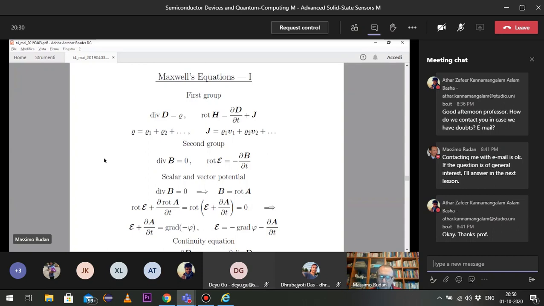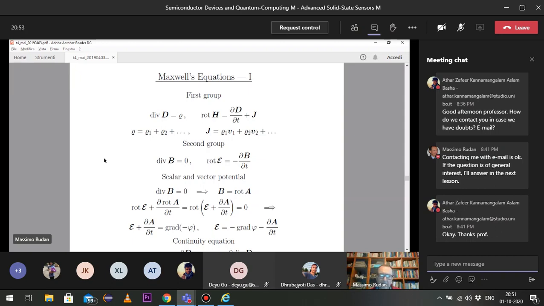So it is very convenient to use the potentials instead of the field, okay? Another property that comes directly from the Maxwell equations is this.